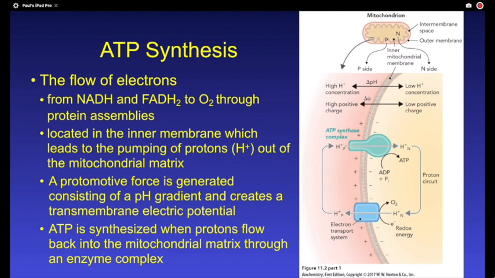The proton gradient then is coupled to another protein, which is an ATP synthase. The ATP synthase will allow protons to flow through the synthase itself. It's not a channel. And it will take the reactants ADP and Pi and create ATP. That is where we are using the energy of the proton gradient to create ATP, and we create ATP inside the mitochondria.